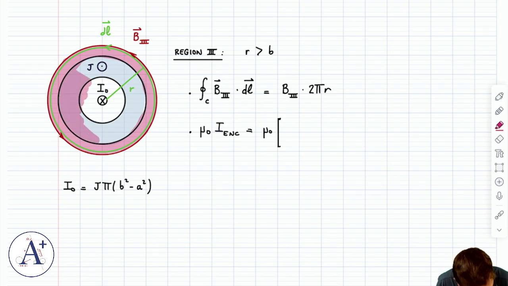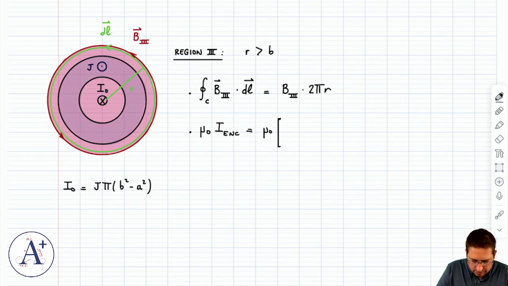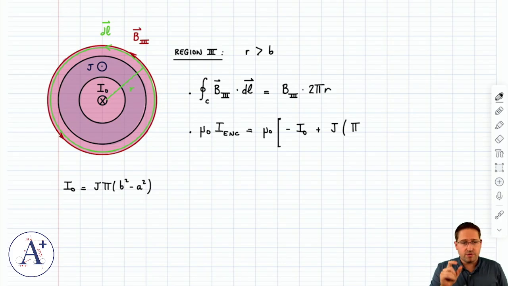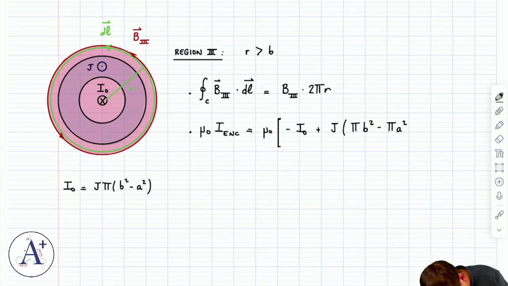Okay, I just want to be careful with J. I don't want to overcount. I don't want to multiply it by an area that's too big. But this is going to be the surface bounded by my Amperian contour. Current into the page counts negative. This is minus I0. Current out of the page counts positive. That is J multiplied by the proper area, which is the blue area, the cross-sectional area of the conducting cylinder. This is going to be pi b squared minus pi a squared. That's just like what we did earlier.